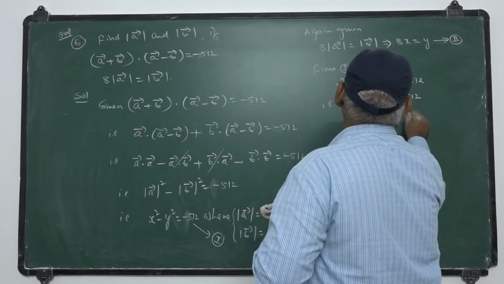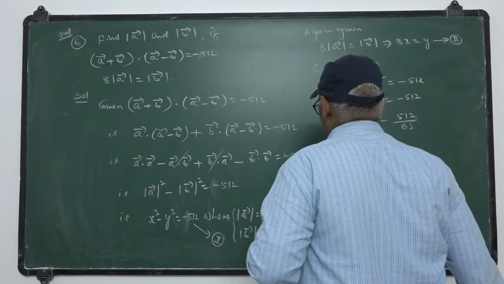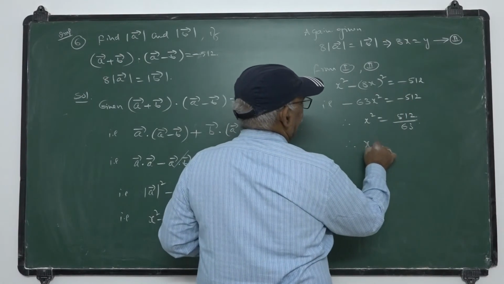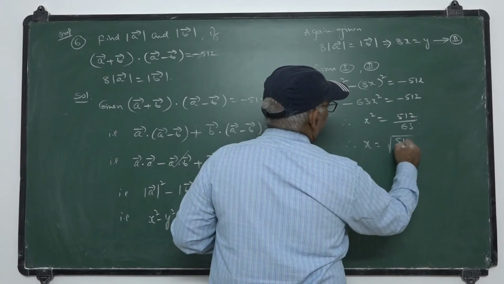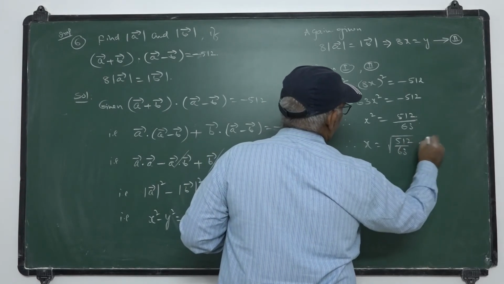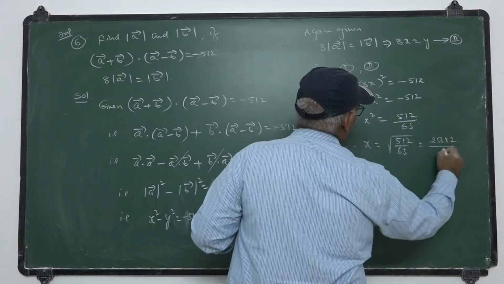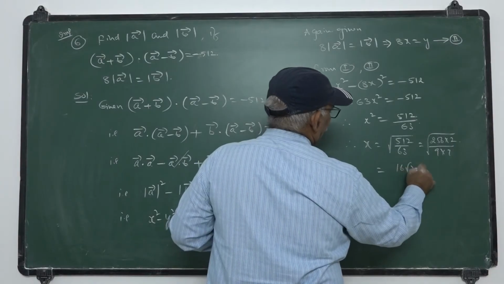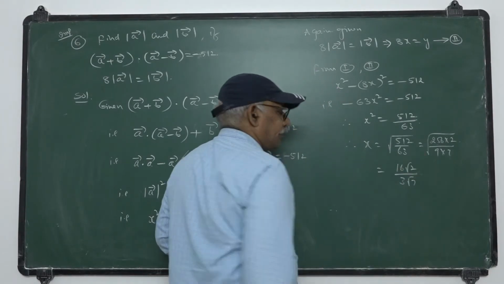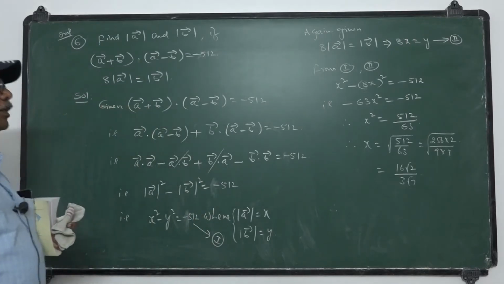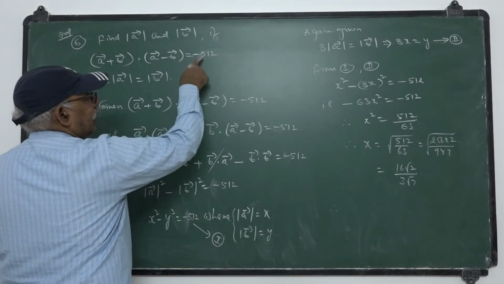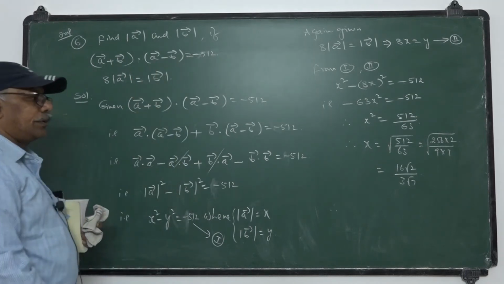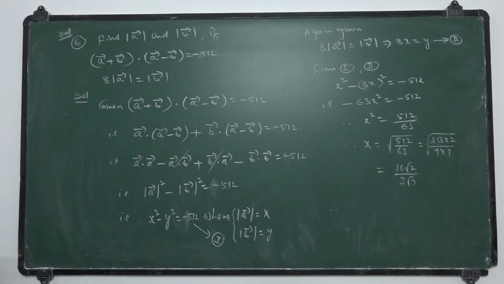X square takes the value 63. So x takes the value square root of 512 by 63. This is 256 into 2 by 9 into 7, of course, under root. For this, 16 root 2 by 3 root 7. As per our given answer, it should be minus 512. It is not 8. That was wrong. Once it is minus 512 only, we get the required answer, X as 16 root 2 by 3 root 7.